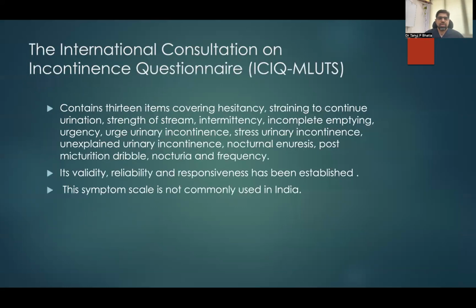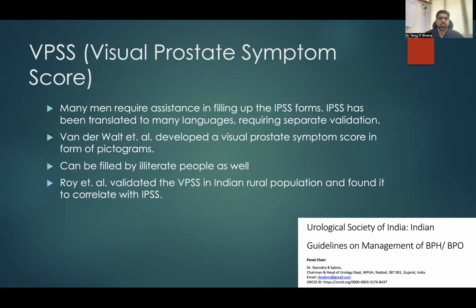This is another questionnaire which is used, ICIQ-MLUTS. It contains 13 items. It is a more detailed questionnaire covering hesitancy, straining, strength of stream, intermittency, incomplete emptying, urgency, urge incontinence, stress incontinence, unexplained incontinence, nocturnal enuresis, post-micturition dribble, nocturia, and frequency. Its validity, reliability, and responsiveness have been established. However, in India, this symptom scale is not commonly used.